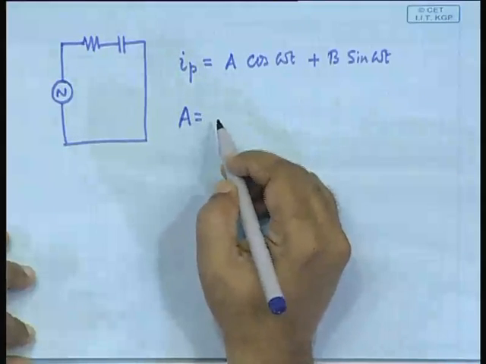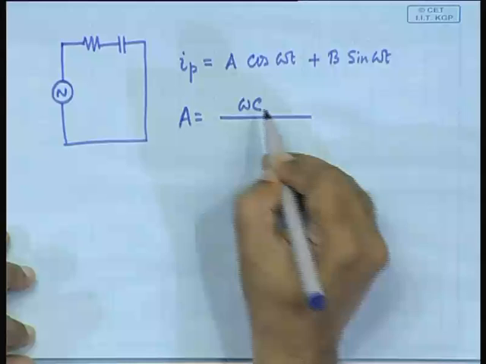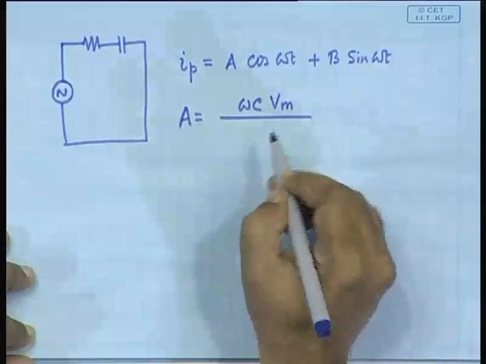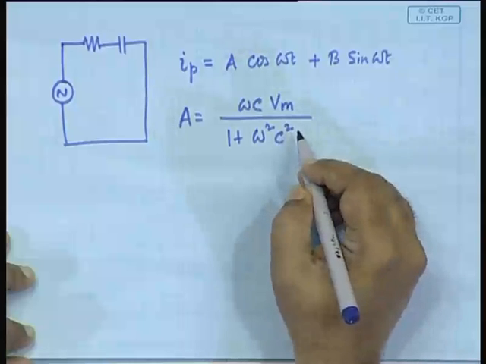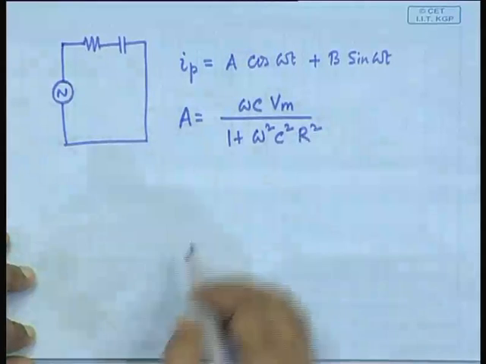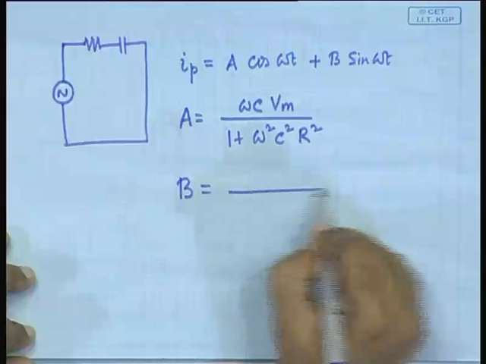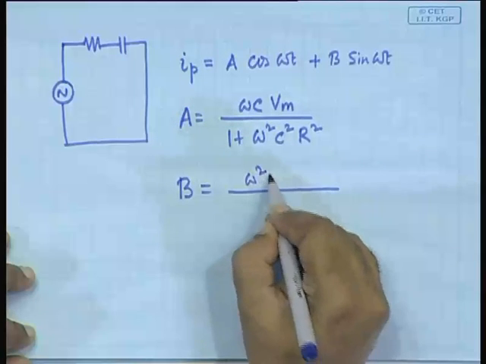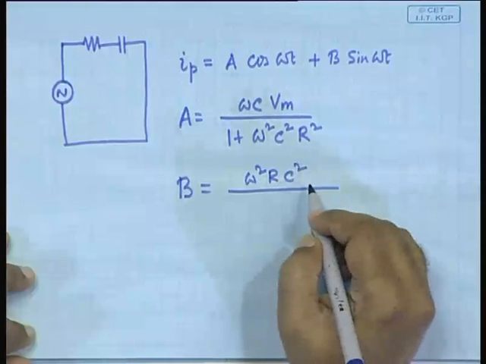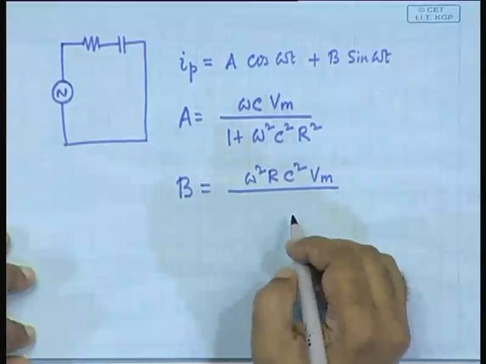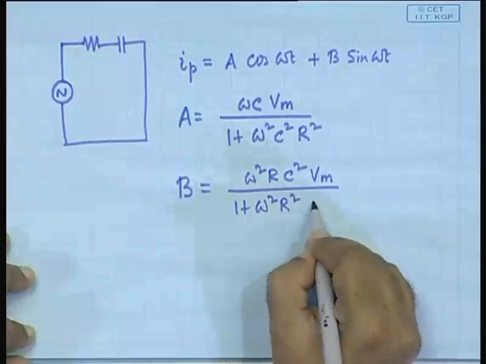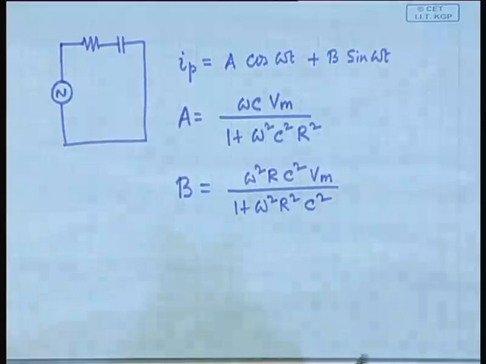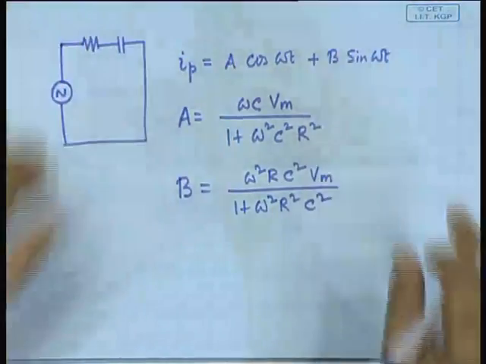A is equal to, just recall, omega c V m divided by 1 plus omega square c square r square, right, and your B was omega square r c square V m divided by 1 plus omega square r square c square. Fine. So, this we had obtained in the last class. So, we will plug it in and obtain the total solution.